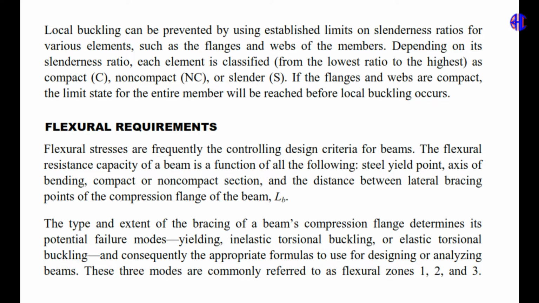The flexural resistance capacity of a beam is a function of all the following: steel yield point, axis of bending, compact or non-compact section, and the distance between lateral bracing points of the compression flange of the beam, LB. The type and extent of the bracing of a beam's compression flange determines its potential failure modes: yielding, inelastic torsional buckling, or elastic torsional buckling, and consequently the appropriate formulas to use for designing or analyzing beams. These three modes are commonly referred to as flexural zones 1, 2, and 3.